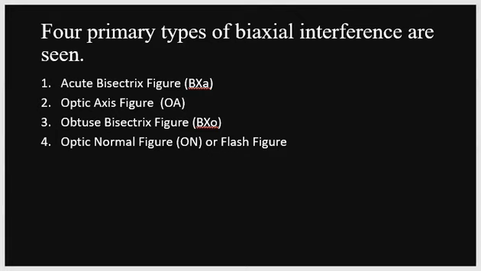Before that, we will see what are the primary types of biaxial interference figure that you can actually get. There are 4 primary sections possible. One is the acute bisectrix figure, second one is the optic axis figure, third is the obtuse bisectrix figure, and fourth is the optic normal figure. Have a look at this.